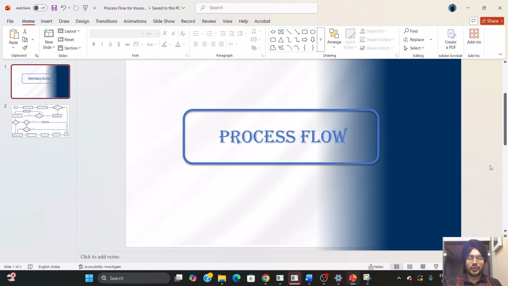We'll be designing process flow for our insurance application. Process flow is a step-by-step representation of a workflow, and workflow in this scenario is our life insurance application. So let's see how to design it.